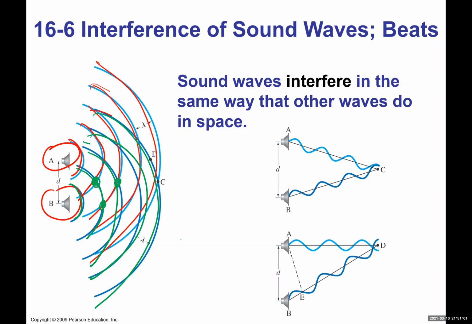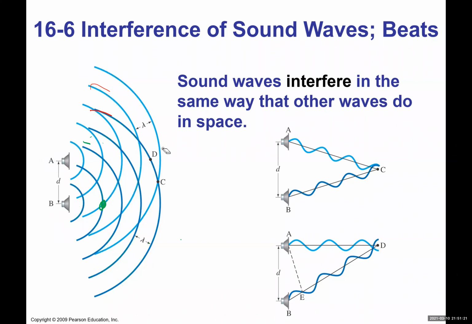So right here, you can see, right, this is speaker B. At that, it's a crest of speaker B, but this is between the crest of the speaker A, and that actually is a destructive interference. So you have constructive, you have destructive, depending which part of the shape you're talking about.